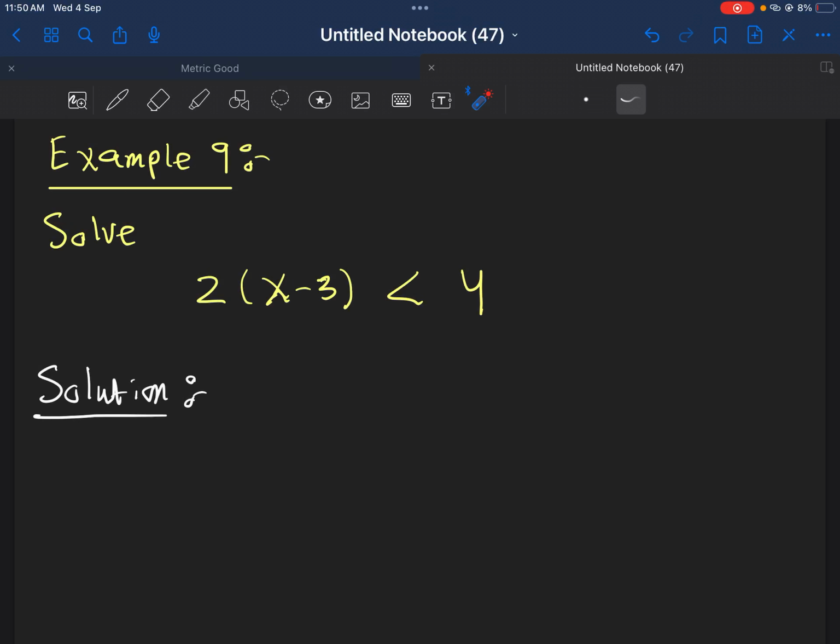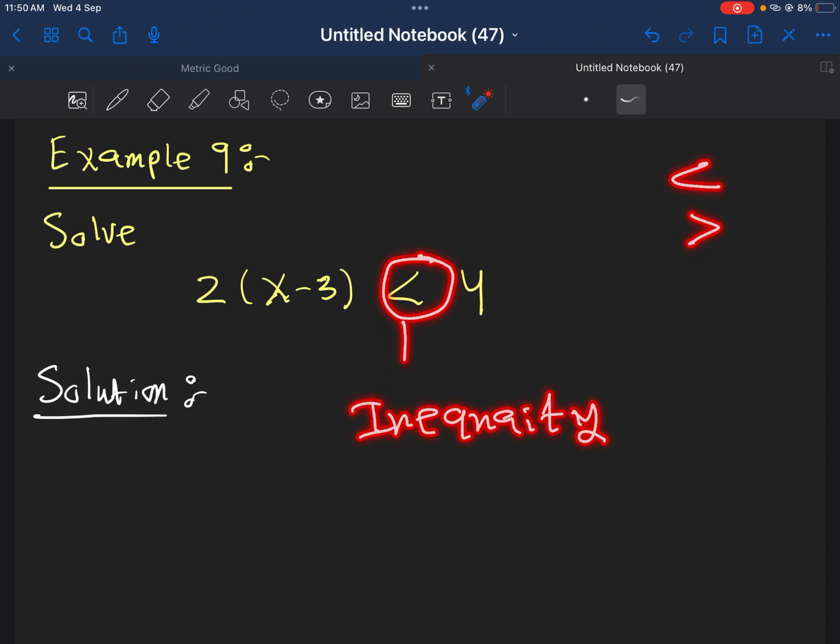Welcome student to example number 9 where we will solve an inequality. An inequality is the same as an equation, except instead of having an equal sign, we'll have either less than, greater than, less than or equal, greater than or equal.